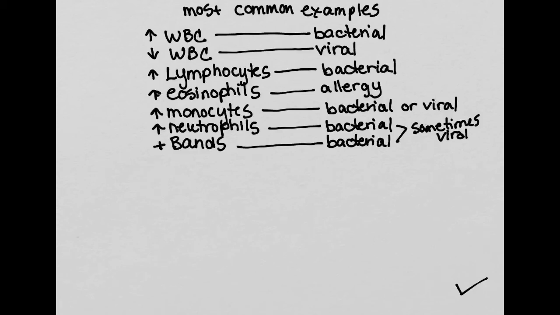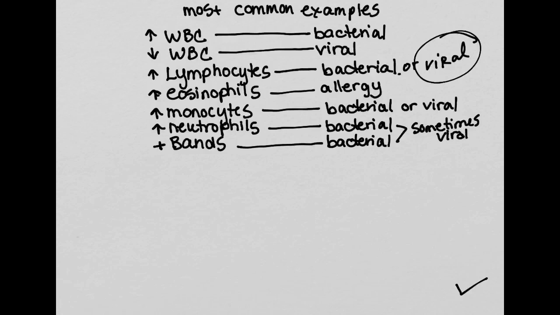If we see an elevated WBC, over 10,000, we think they have a bacterial infection. If it's low, we think it's viral. When we see an increase in lymphocytes, we think bacterial or viral, which I should put, or viral. It's usually viral if it's elevated, low if it's bacterial.